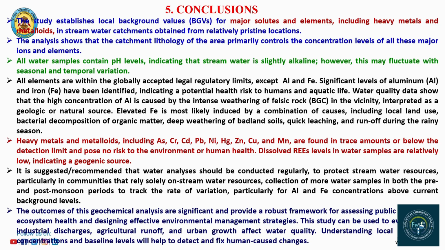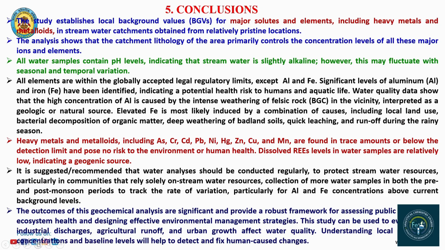Water quality data shows that high concentration of aluminium is caused by the intense weathering of the felsic rocks, BGC, Bundelkhand Granitic Complex, that means granitic terrain in the vicinity, and it is interpreted as a geologic or natural source, not anthropogenic. Elevated iron is most likely induced by a combination of causes, maybe including the local land use, bacterial decomposition of the organic matter, deep weathering of bed-lying soils, and leaching runoff during the rainy seasons.